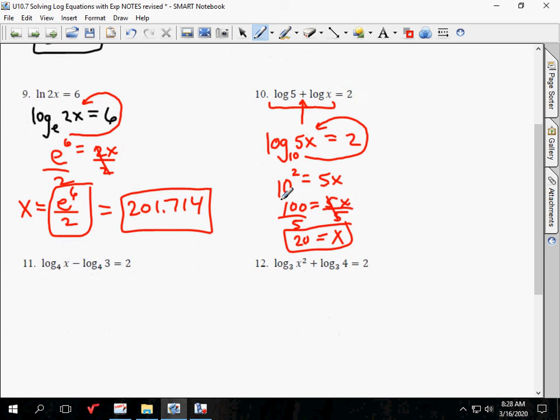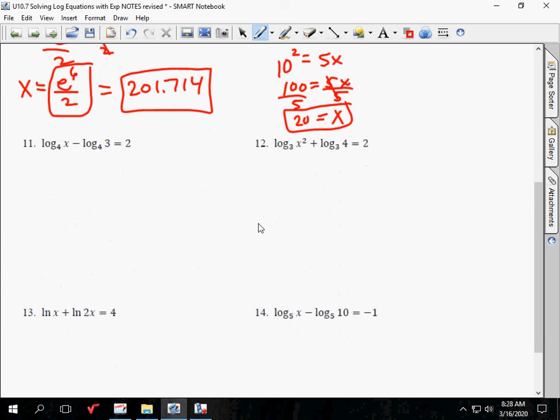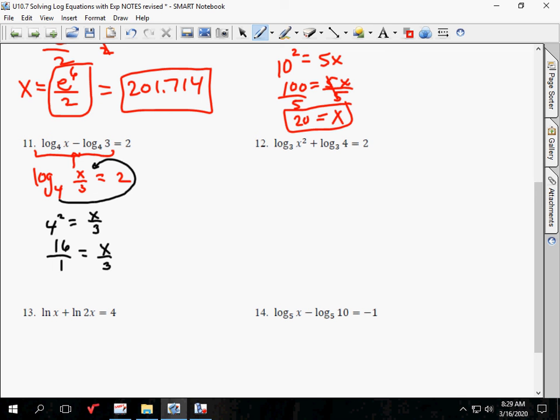All right, so let's move down to 11. Again, we have 2 logs on the same side, so we have to condense. Subtraction goes to a fraction, x over 3. We have 1 log in the problem, change to exponential. 4 squared equals x over 3. 16 over 1 equals x over 3. We're going to multiply diagonally. That's 16 times 3, which is 48. And 1 times x is x.